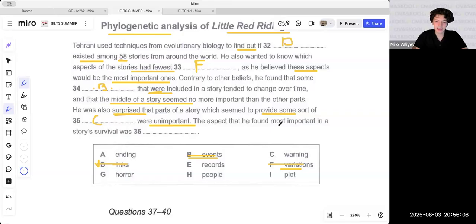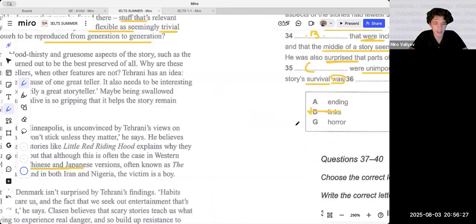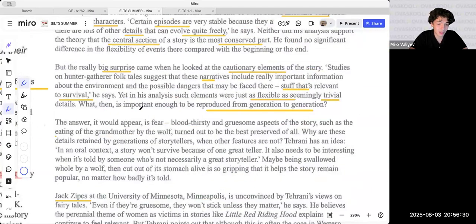The aspect that he found most important in a story's survival was what? Plot, records, people, ending, or horror. So what is the most important part of the story that helps the story to survive? We need to know that. Let's take a look. So here's the question, why are they here? And the answer is fear. Bloodthirsty and gruesome aspects of the story, such as the eating of the grandmother by the wolf, turn out to be the best preserved of all.